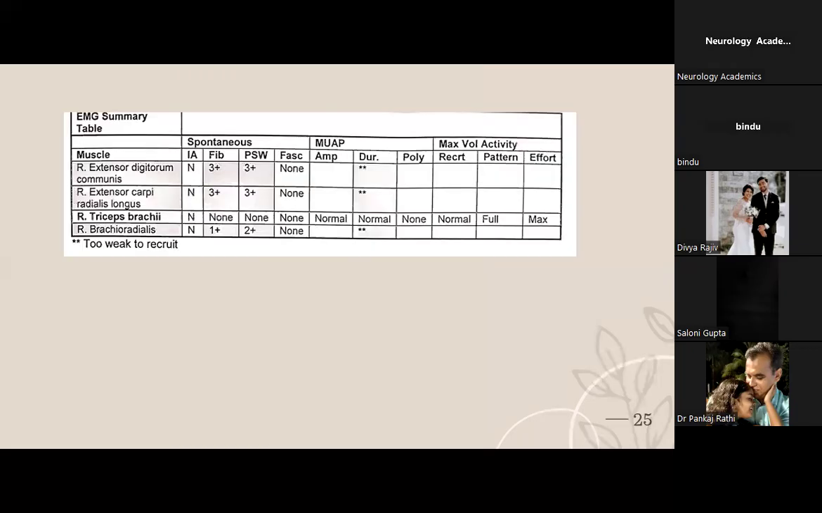Then the EMG was done. In EMG we will sample, as we saw in this one, at the level of spiral groove is what we are looking for. The involvement of extensor digitorum communis, extensor carpi radialis, and brachioradialis, and sparing of triceps will tell that the level of involvement of radial neuropathy will be at the level of spiral groove, and the above ones are spared.